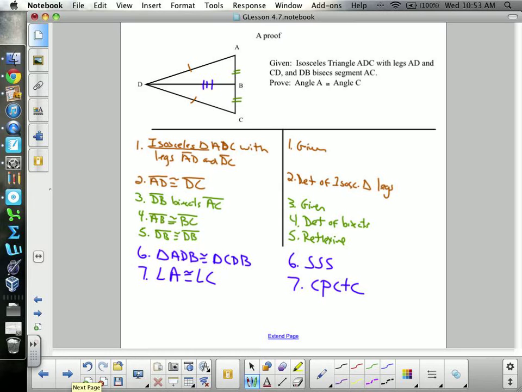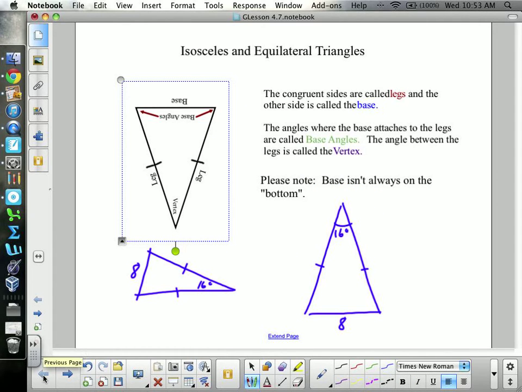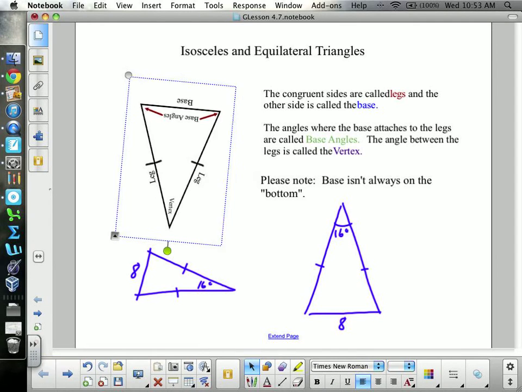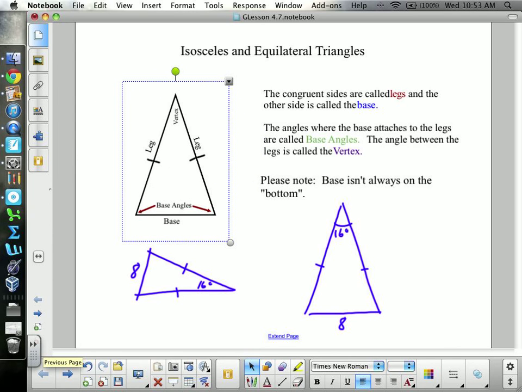So we've just done a proof. But what I've just proven to you, what are angle A and C? What's the name of angle A and angle C in my isosceles triangle? What do you call those two angles? They are the base angles. So I've just proven that in an isosceles triangle, the base angles must be congruent. That's what we've just proven. In an isosceles triangle, the base angles are congruent. Not only are the legs congruent, but also the base angles.